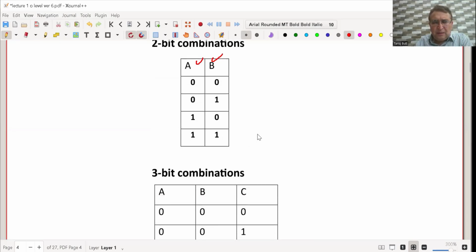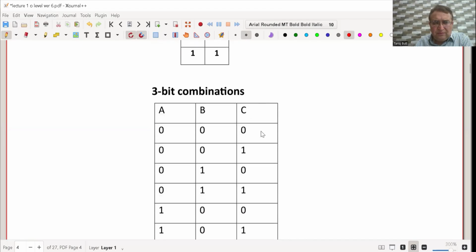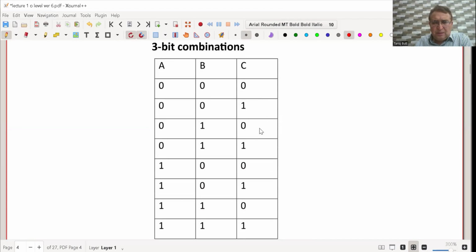Similarly, if for some circuit we have 3 inputs, then the possible input combinations that we will apply while designing the truth table will be 8: 0, 0, 0, 0, 0, 1 till 1, 1, 1. You can remember these combinations like this, that for the first rightmost column, you write 0, 1, 0, 1, 0, 1, 0, 1.